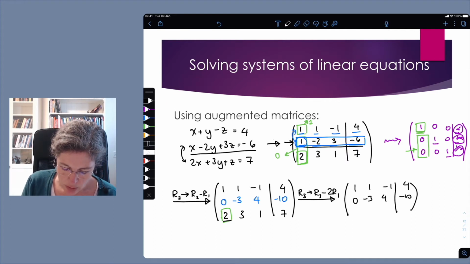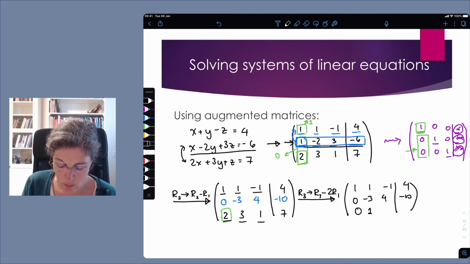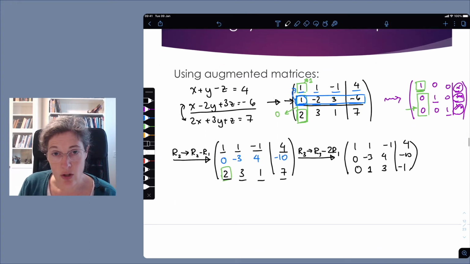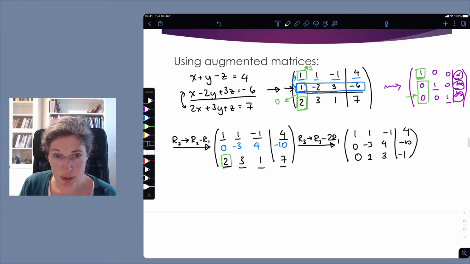And now we've got 2 minus 2, which is 0. 3 minus 2, which is 1. And 1 minus minus 2, so 1 plus 2, which is 3. And now we've got a 7 minus 8, which is a minus 1. All right, so far so good. Possibly seeming a bit strange, but we will get there.